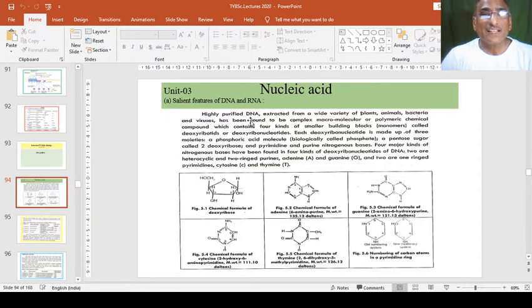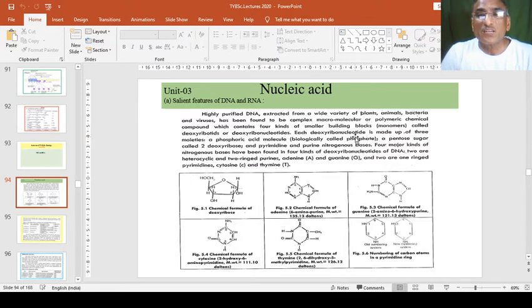The highly purified DNA extracted from a wide variety of plants, animals, bacteria and viruses has been found to be complex macromolecular or polymeric chemical compounds which contain 4 kinds of smaller building blocks, or monomers, called deoxyribonucleotides. Deoxyribonucleotide is the old name and deoxyribonucleotide is the new name. We can call it DNA.